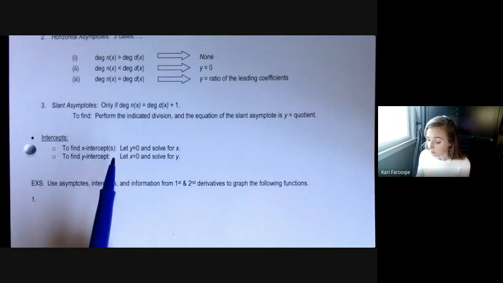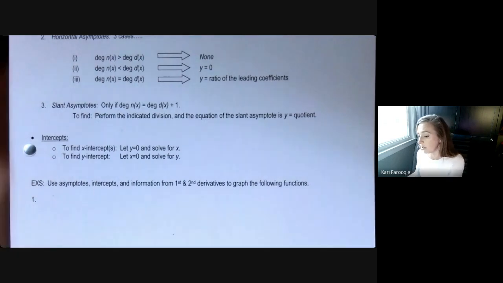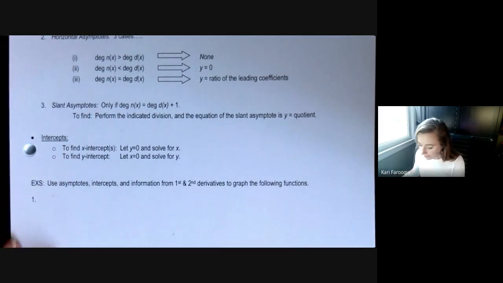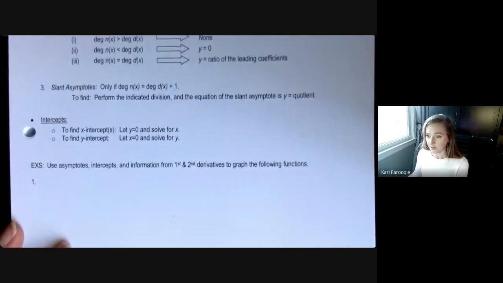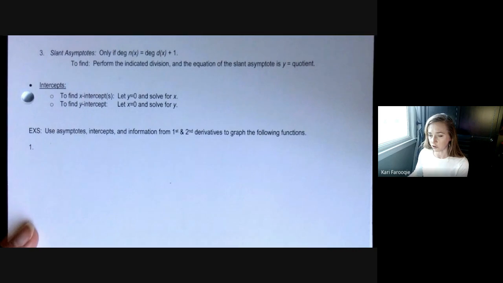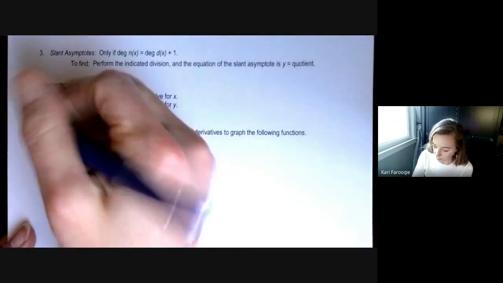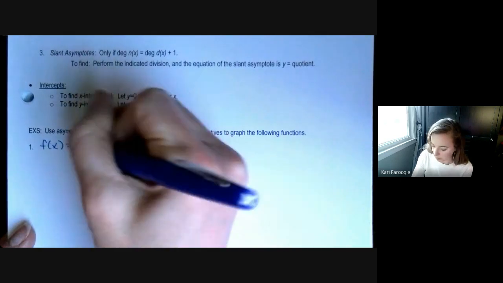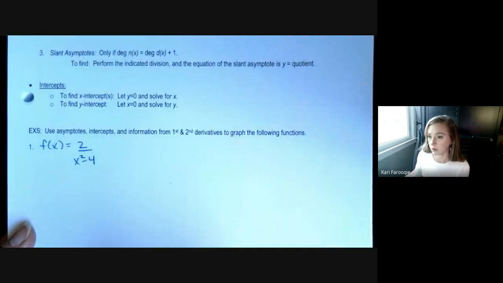So that's going to be one of the first things we do when we're setting up our curve sketching. So let's get started. Use asymptotes, intercepts, and information from the first and second derivatives to graph the following functions. So the first one will be f of x equals 2 divided by x squared minus 4.